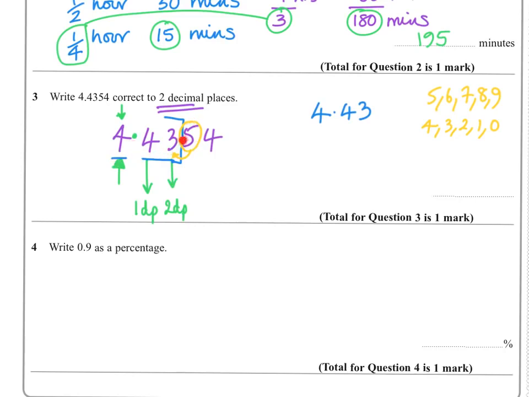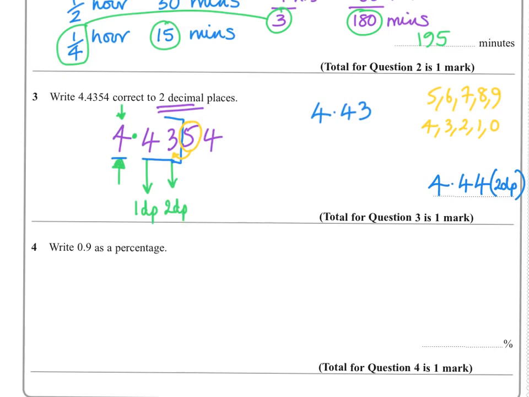But let's look at this number again. It's a 5, so it is going to have influence on this number 3 and round it to a 4. So your answer would be 4.44, and I would always write 2dp here, because then I know that I've rounded it to 2 decimal places.